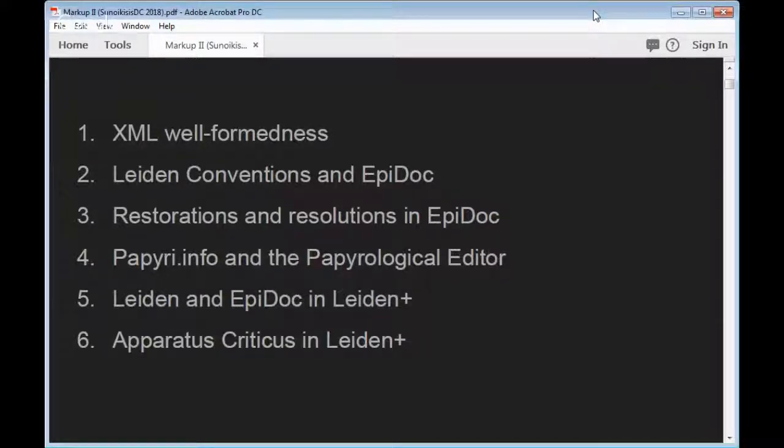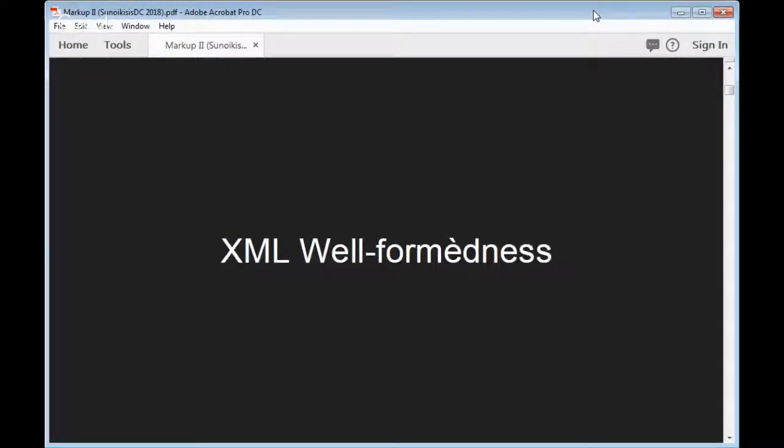And finally, I will suggest a practical exercise that students can do, which is encoding some Apparatus Criticals entries using Leiden Plus to put some corrections recorded in the Berichtigungsliste into the Duke databank of documented papyri. So if you do these exercises as we suggest, you will be actively contributing to the premier papyrological resource that scholars use. So this will be an active research contribution. So let me just start off talking about XML well-formedness.